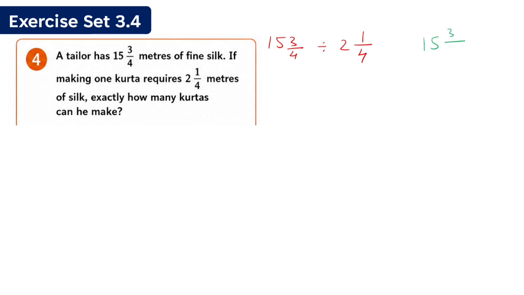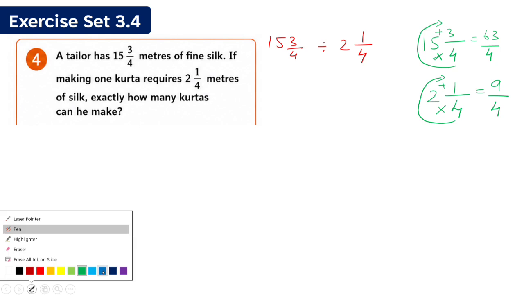15 3/4. So how do we convert? We multiply 4 with 15. 4 times 15 is 60, and we then add the 3. We go in a clockwise direction. We first multiply and then we add. 15 times 4 is 60, plus 3 gives us 63. So that's 63 over 4. The next mixed number, 2 and 1/4. 4 times 2 is 8, plus 1, it is 9. So that's going to be 9/4.